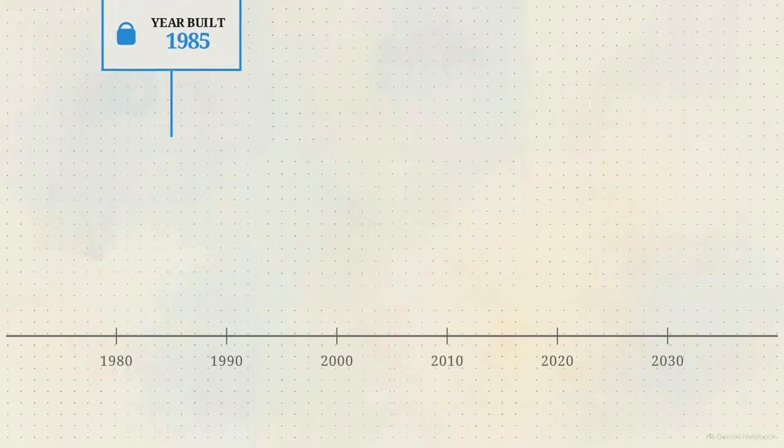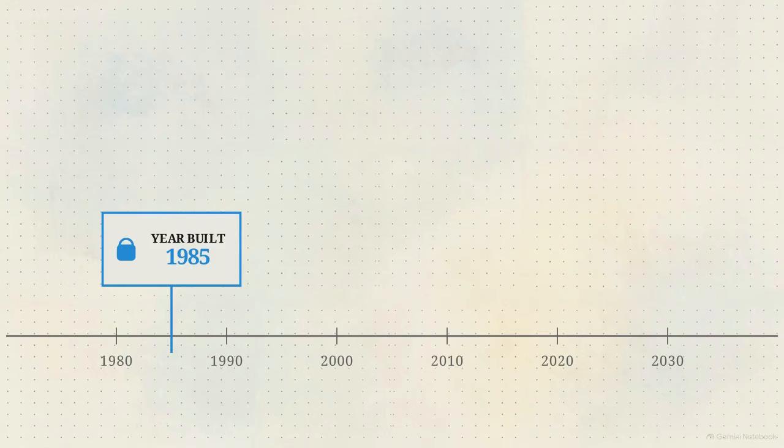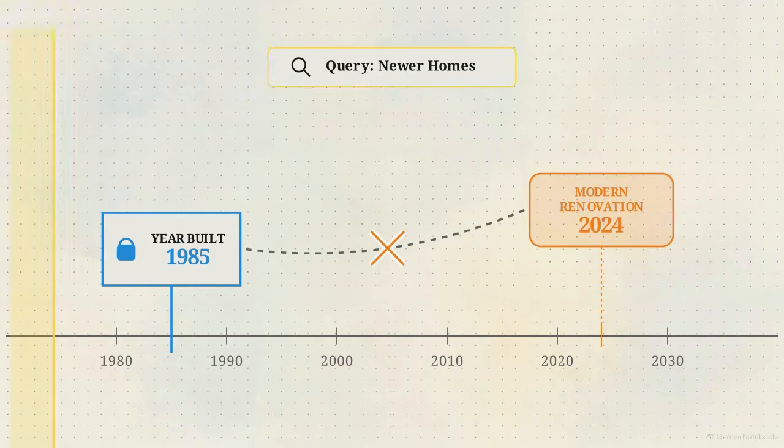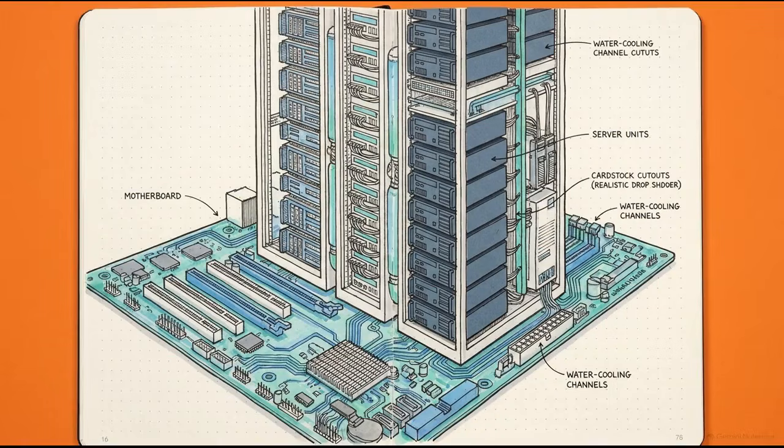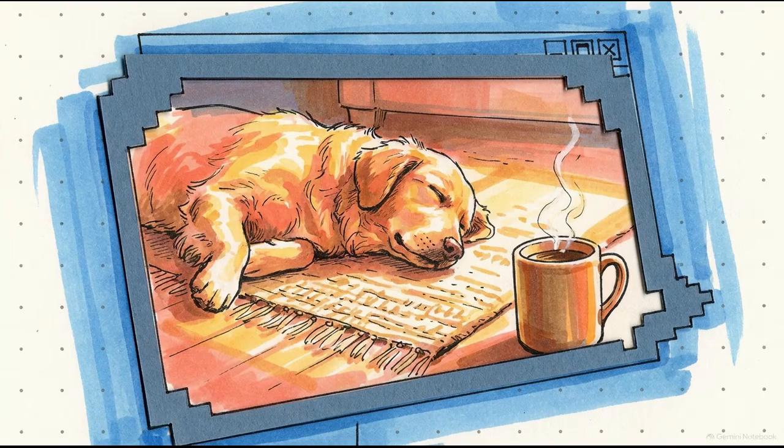By labeling the property with a 1985 timestamp, the system anchors the listing to an outdated era, ignoring the modern renovation entirely. This discrepancy illustrates how many qualitative features, the specific angle of the light, or the quality of the finishes, are ignored by the software. The foundational digital system we use to buy and sell homes is built on a logic that cannot account for the reasons a human being actually chooses a place to live.